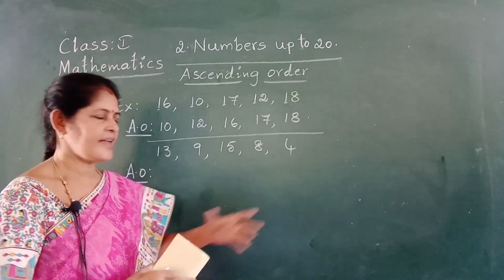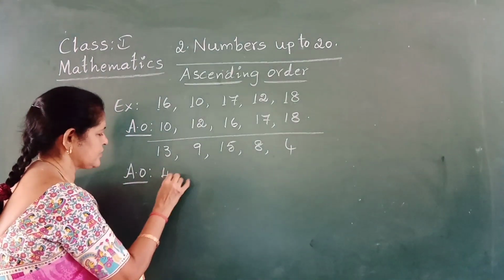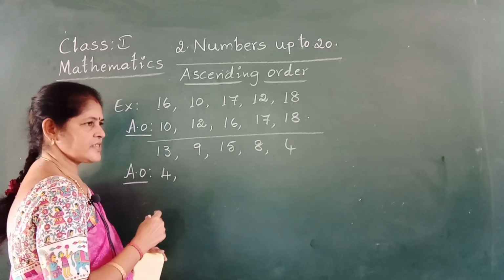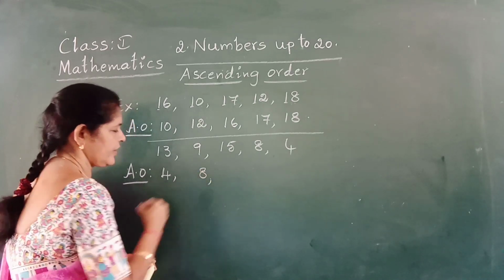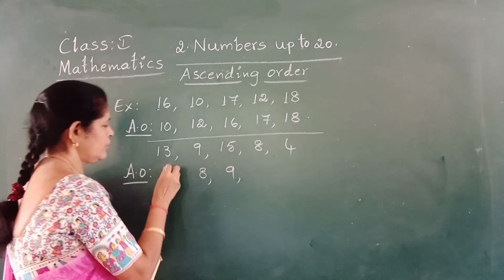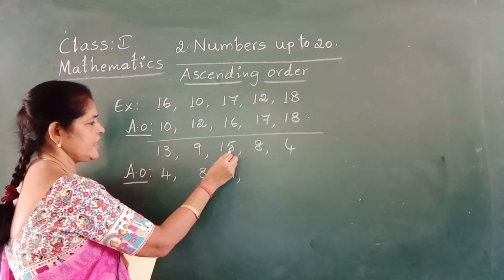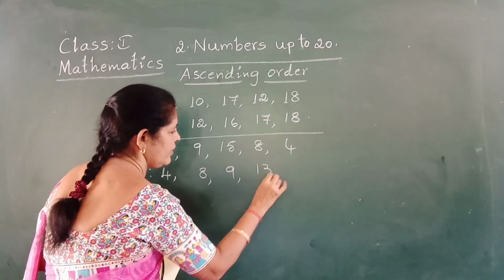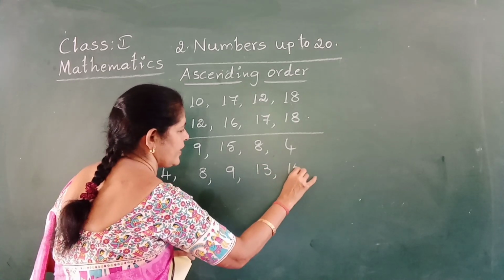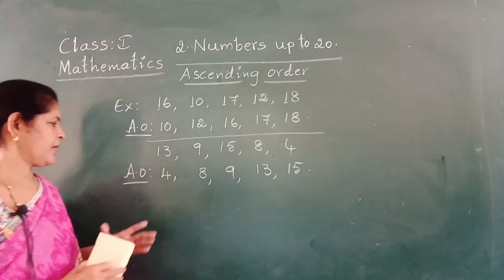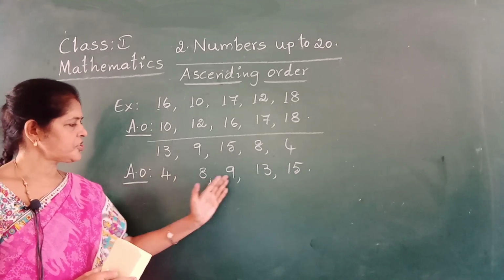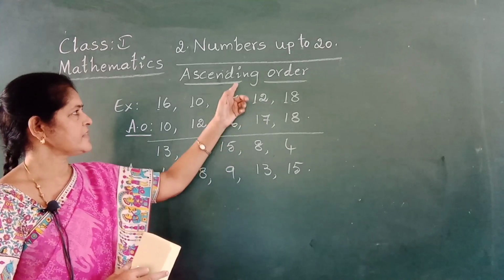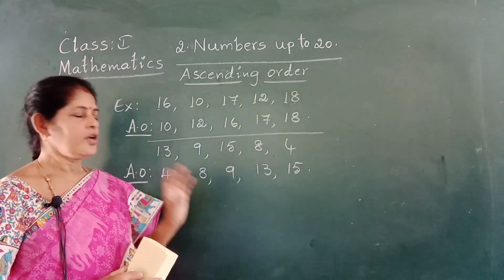9, 8, 4. Yes, 4 comes in the first place. Very good. We arrange the given numbers in ascending order. Next, 8. Good. Next, 9. Now, look at the 2-digit numbers, 13 and 15. Which comes in the next place? 13. Very good. Next, 15 is the big. It comes in the last place. 4, 8, 9, 13, 15. We arrange the given numbers in ascending order.